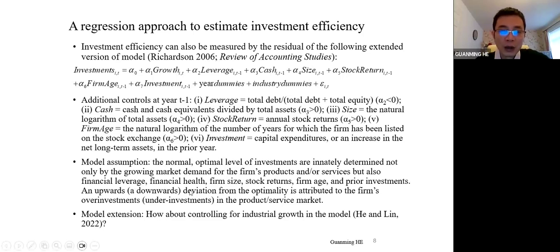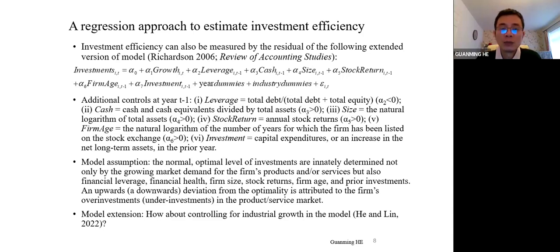Last, how about further controlling for industry growth in the market? It's important in some sense to control for the overall market demand for the products for the whole industry. Okay, let's assume that the aggregate market demand for the industry products is very high.